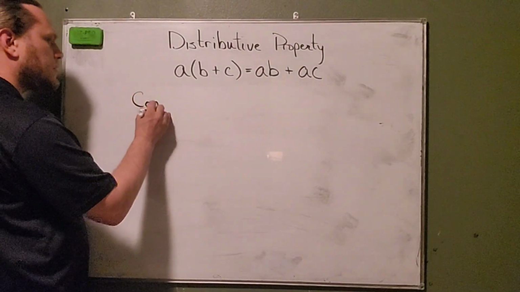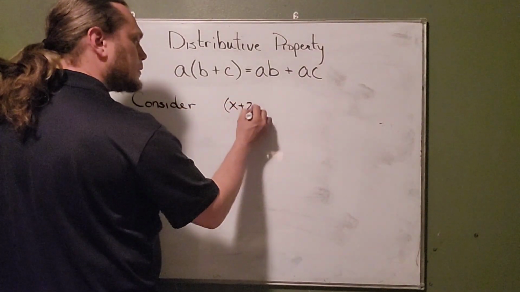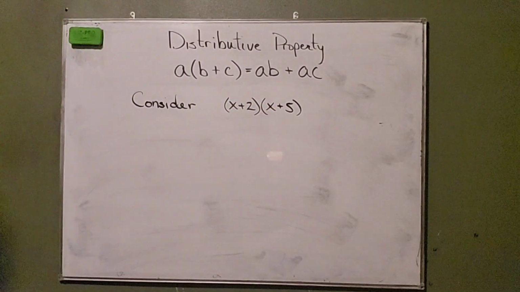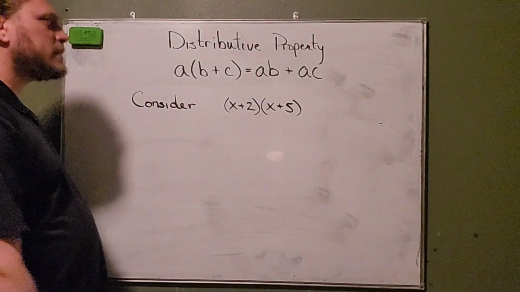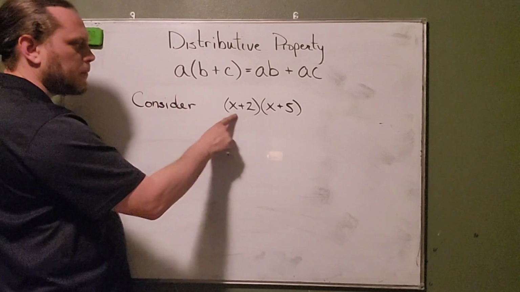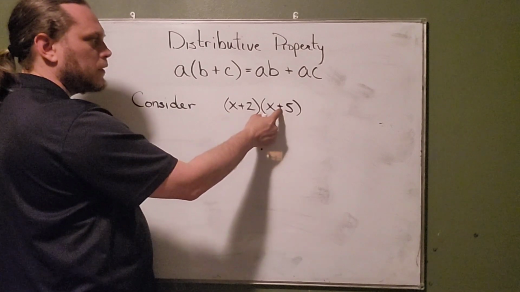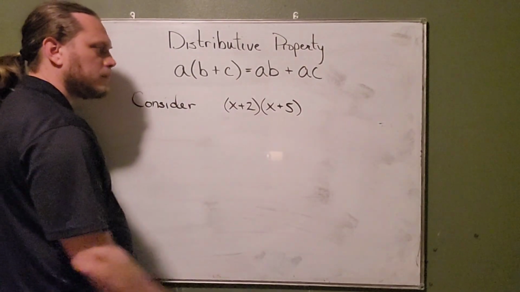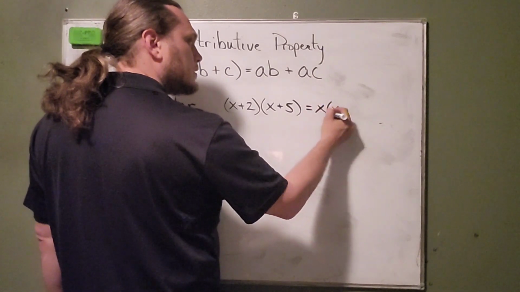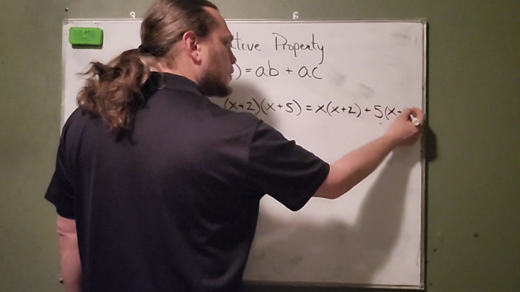Next, we will consider expanding the polynomial x plus 2, x plus 5. And I'm going to treat this the same way. I'm going to let this A represent the entire sum here in this factor x plus 2. And I'm going to show that get distributed over this sum to the x and to the 5. And so what we will get is x times x plus 2 plus 5 times x plus 2.